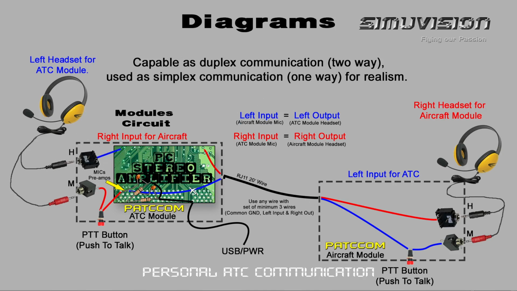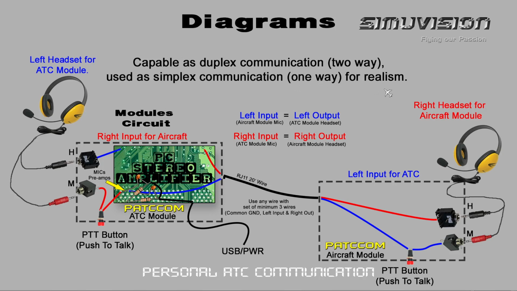That means at the same time, they are actually able to communicate with each other, which is capable as a duplex communication or a two-way communication. But it is used as a simplex communication, that means one-way communication, for more realism.